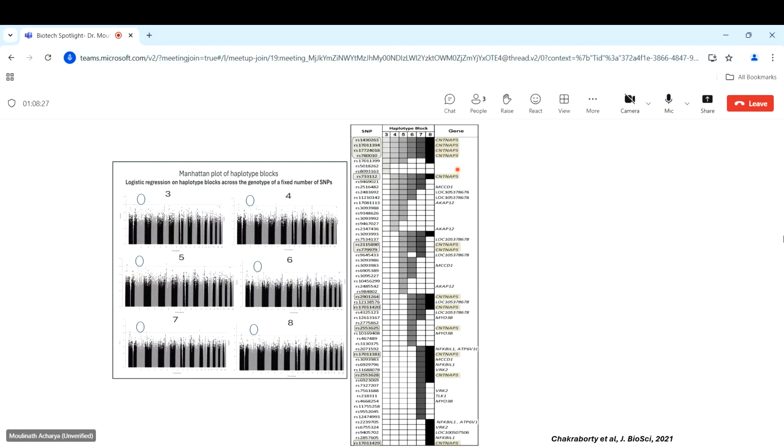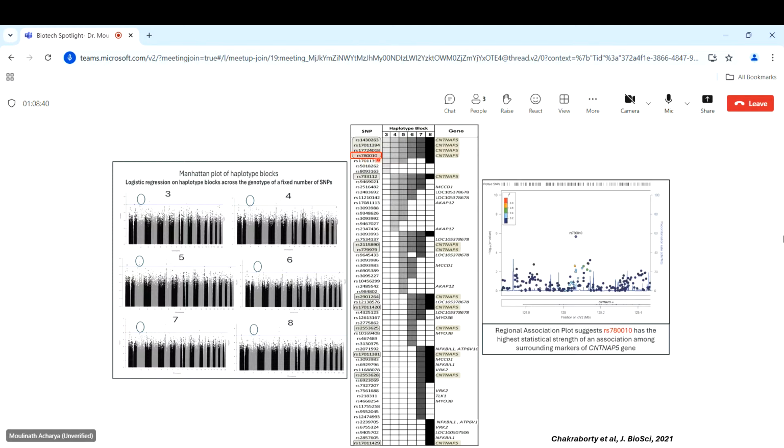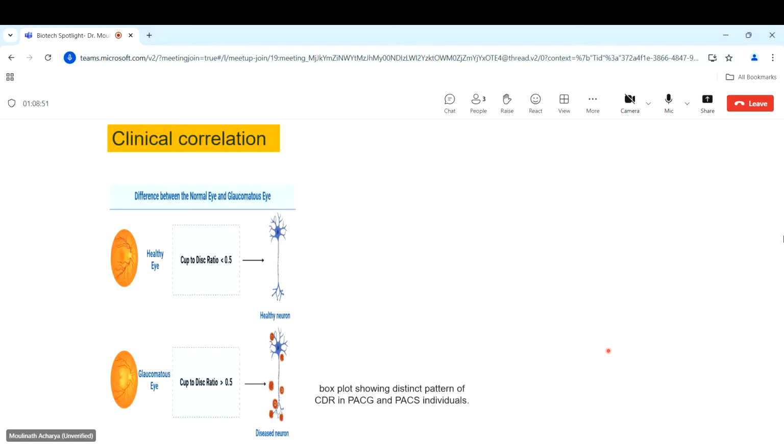Often in these association studies, there is a sentinel SNP, which is basically the SNP that shows the maximum association, which is this one here, 780010. If we look closely at 780010, this regional association plot shows that it has high statistical strength compared to other regions.